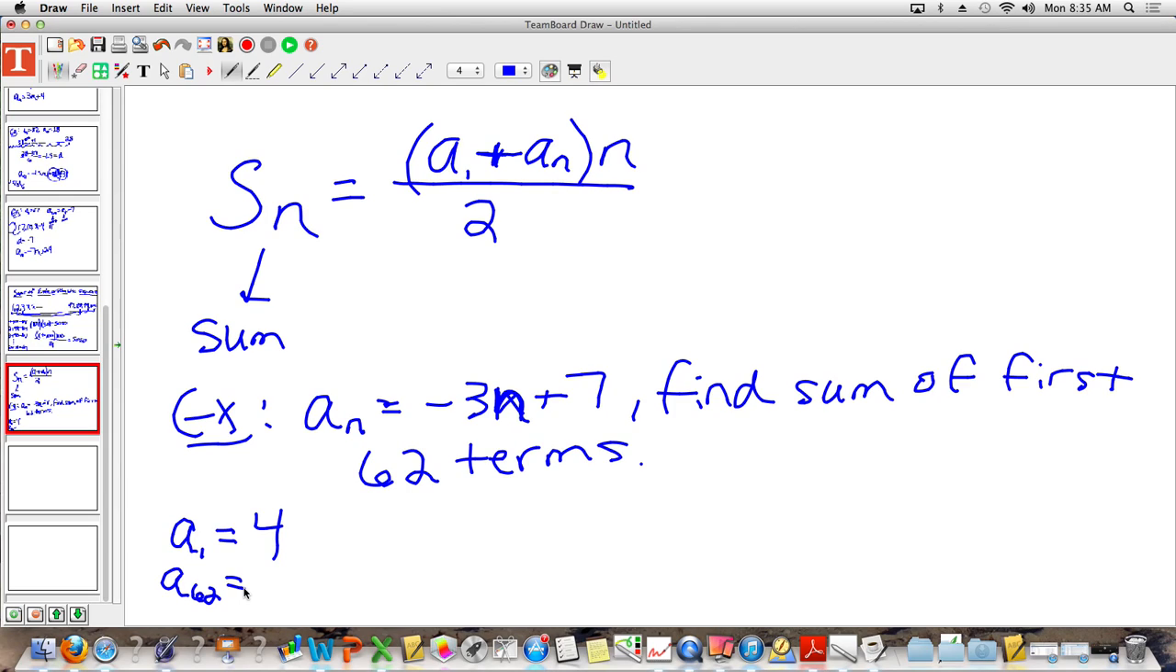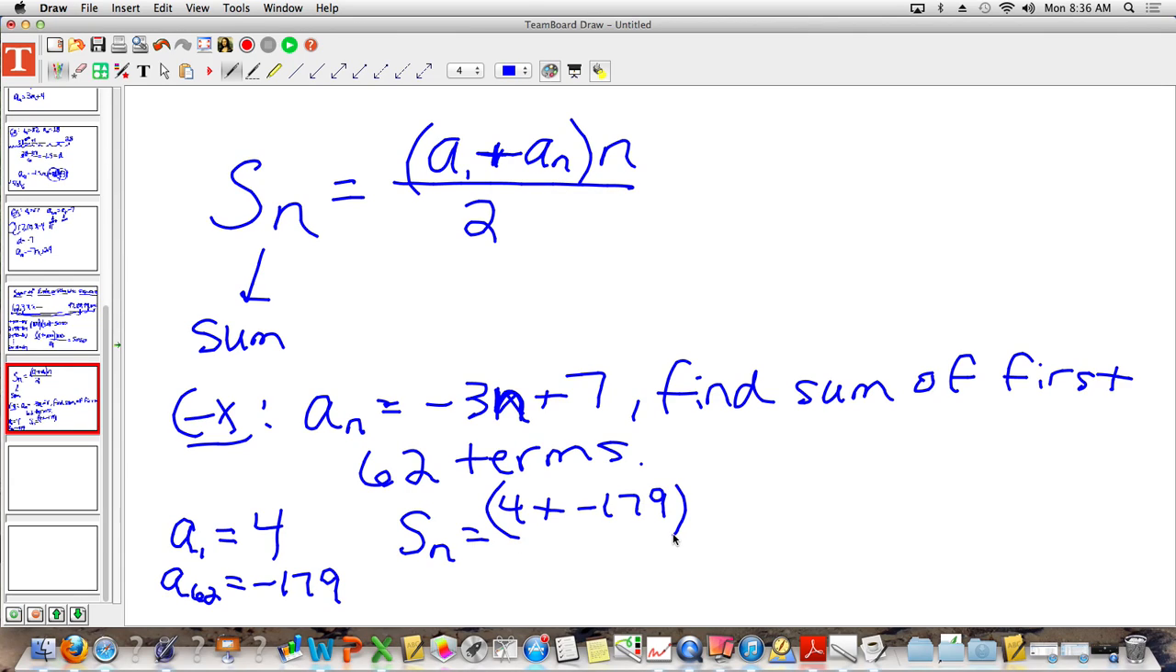Negative 179. Agreed? Alright, so to find the sum, you need the first term, which is 4. You need the last term, which is negative 179. We have 4 plus negative 179.